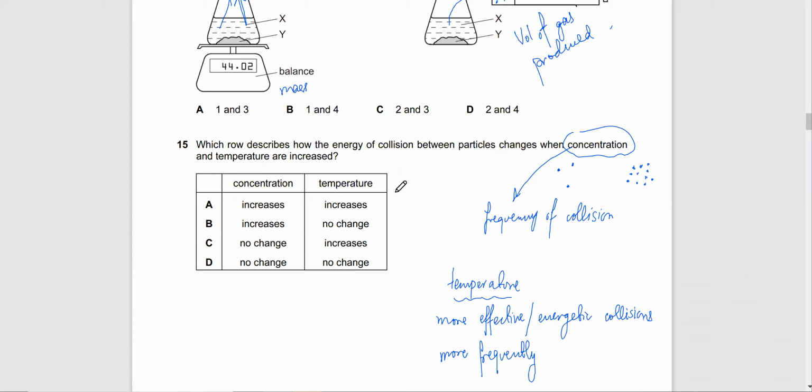So he's saying which now describes how the energy of collisions between particles. Energy of collisions, concentration, no change. With temperature, the energy of collisions would be higher.